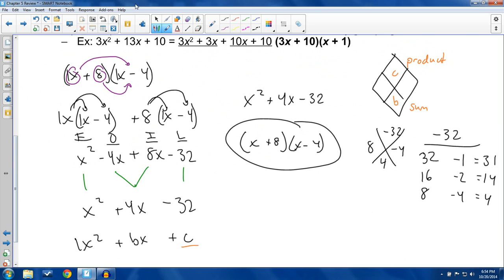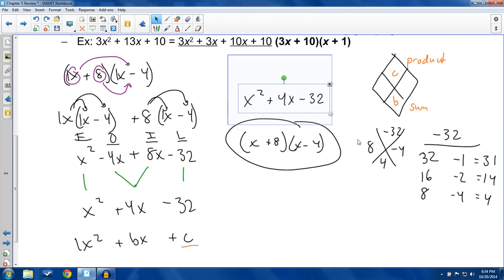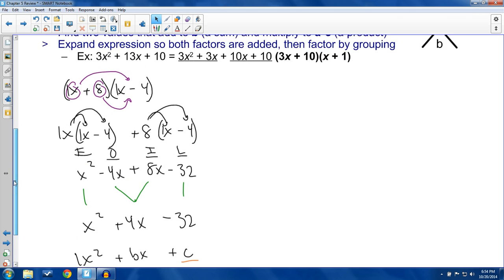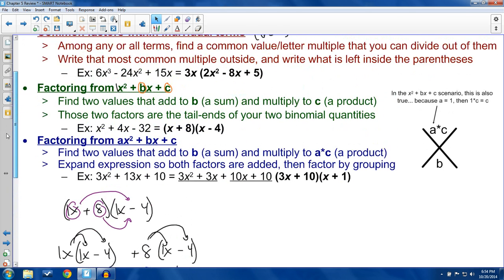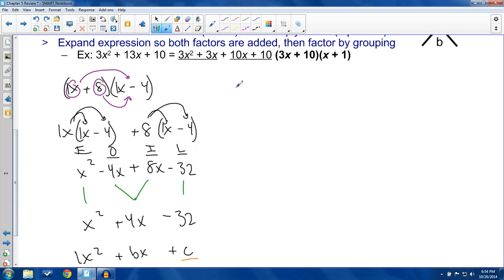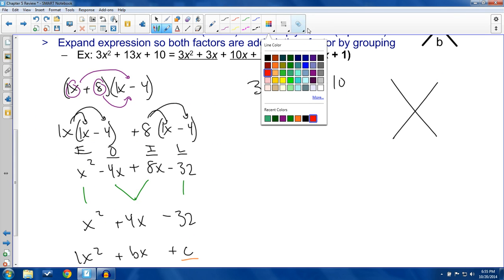So I want to keep the stuff on the left to give you an example of what I was talking about before. And I'll give you two different ways to do this. We have to factor 3x squared plus 13x plus 10. When we go to this diamond, you can do this one of two ways. I'll try and explain both and see if both of them make sense.